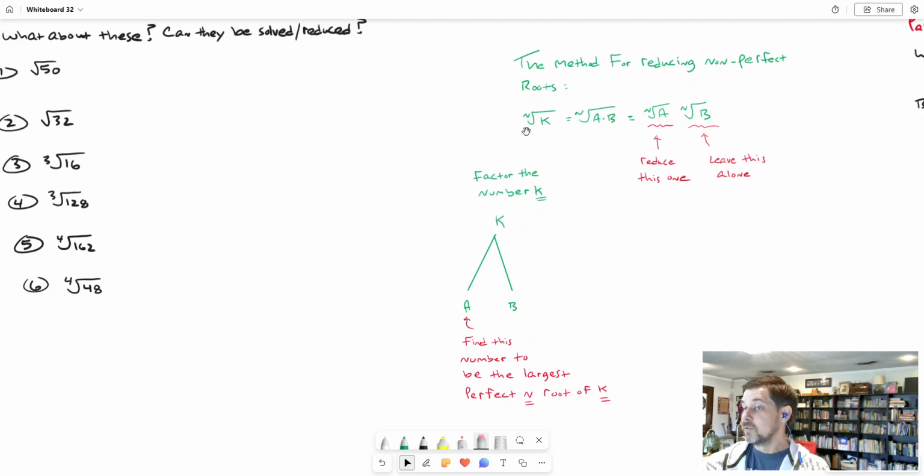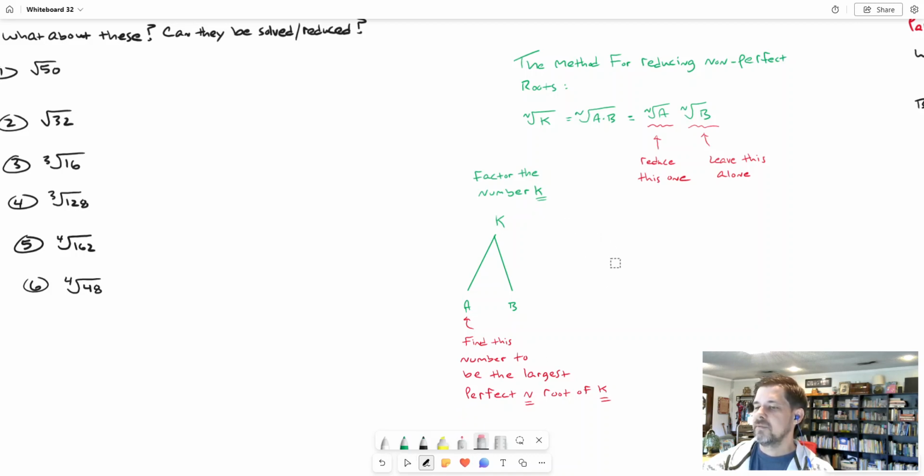Say you have the n-th root of some number k, okay? And that's kind of like root 50, where there's no whole number that's an answer to that. Then here's what we do. We factor the number k. Now this is like a factor tree right here. It's kind of like saying the number 25 factors as 5 times 5. Or it's like saying the number 50 factors as 25 times 2. Something like that. Okay? That's what I mean here. It's a factor tree.